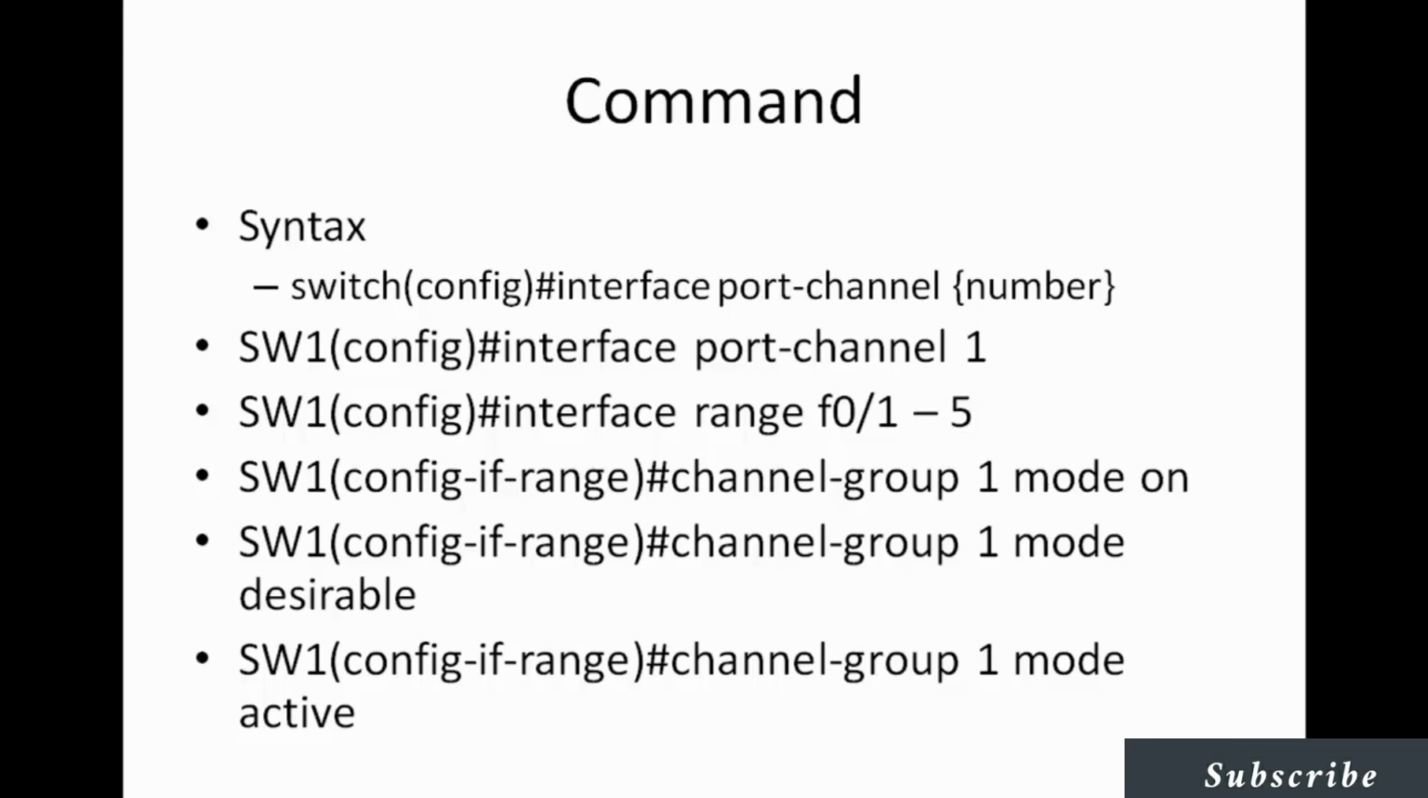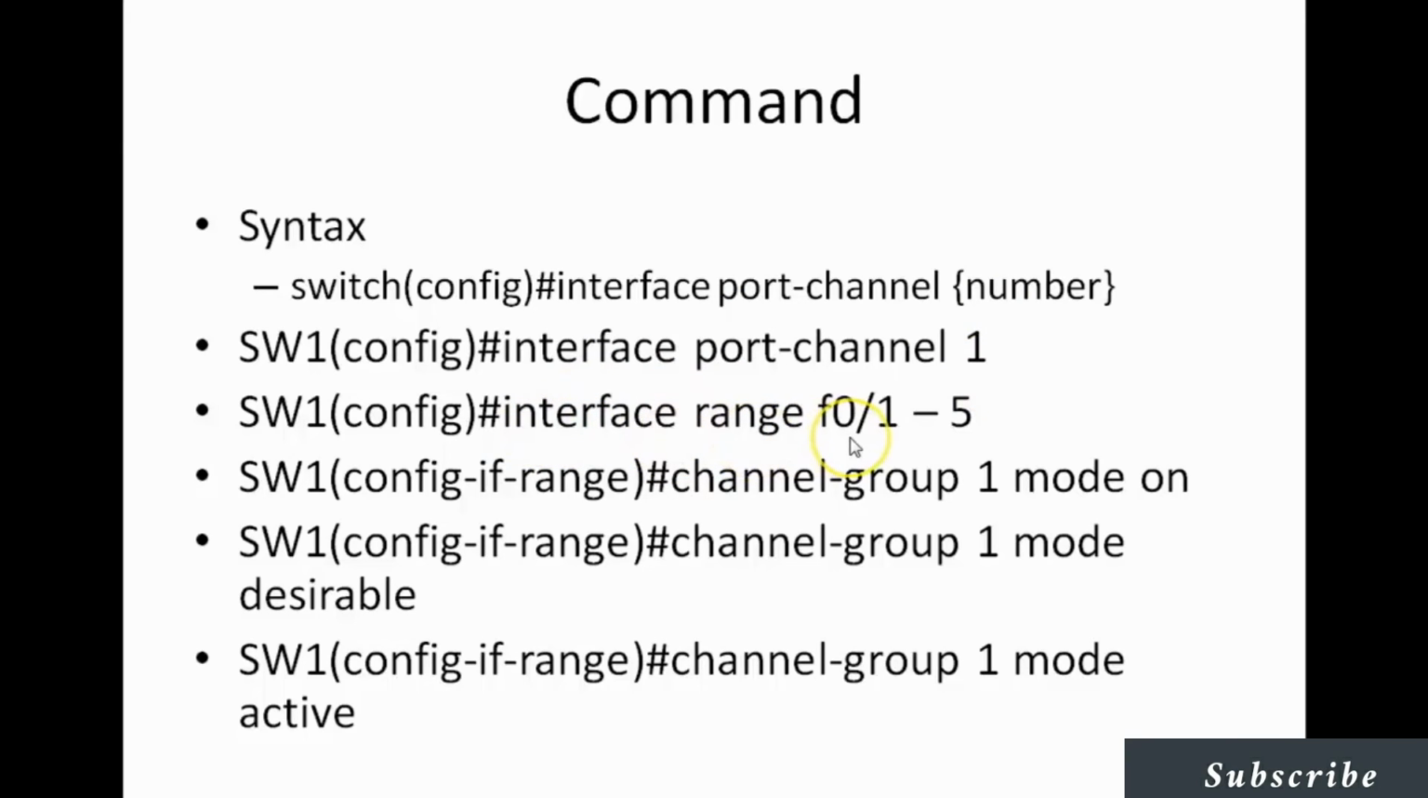So the command to configure this port channel: first we need to create a port channel. The command is interface port channel, and we have to give one unique number. So here I had given an example: interface port channel, and the port channel number is 1. So in port channel 1, I will consider this interface, that is interface range.